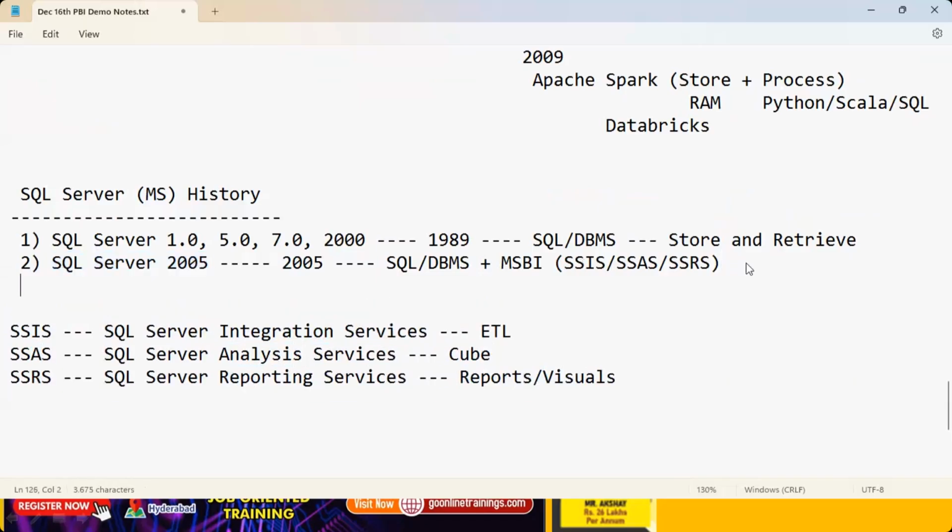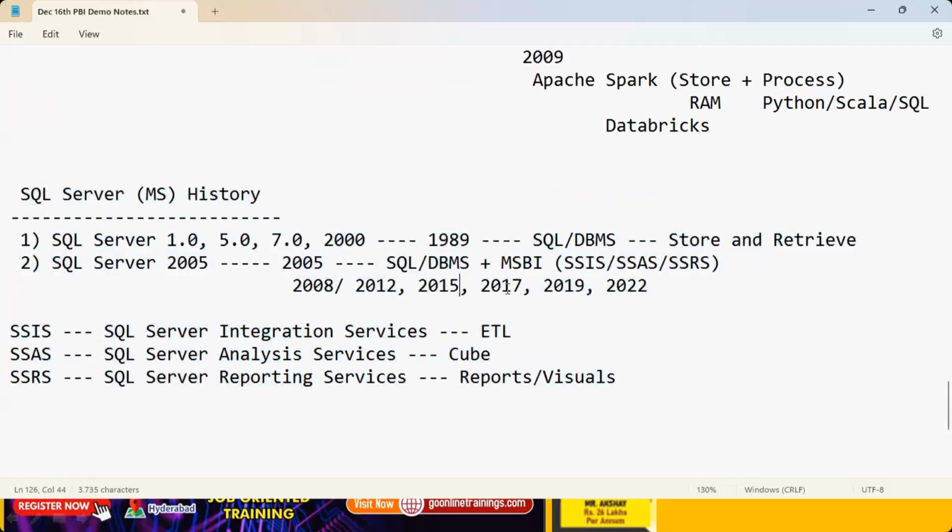Now many versions got released: 2008, 2012, 2015, 2017, 2019, and 2022 is the latest version. I'm going to give you either the 2019 or 2022 software. You have to install it. You will get MSBI as well as SQL software. Clear? So this is the history.